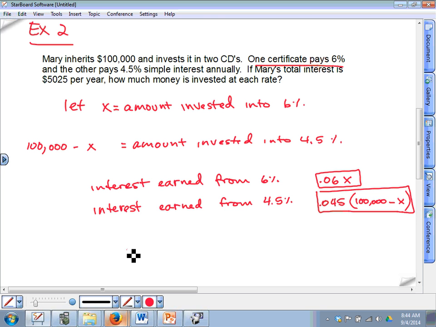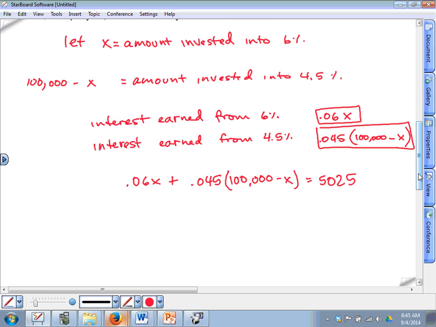So that would be 0.06x plus 0.045 times (100,000 minus x) equals 5,025. Good. There's the equation. That really is the hardest part of all word problems, setting up that equation. Solving the equations is easy, usually. But setting up the equation tends to cause people some brain problems.